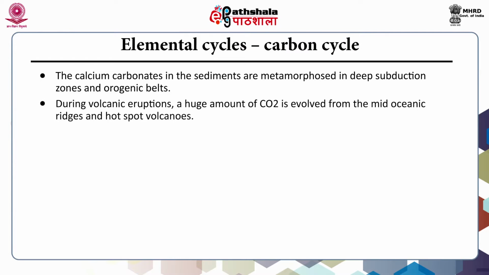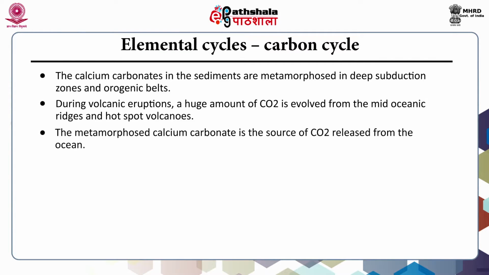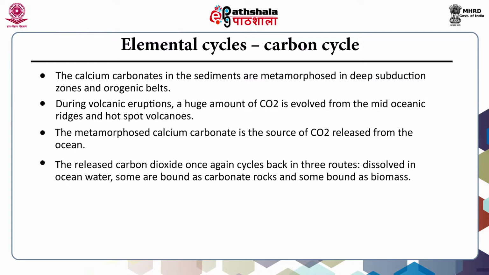Now, during volcanic eruptions, a huge amount of carbon dioxide is evolved from the mid-oceanic ridges and hot spot volcanoes. The metamorphosed calcium carbonate is a source of carbon dioxide that is released from the ocean. The released carbon dioxide will once again cycle back in 3 different routes: one dissolved in ocean water, some bound as carbonate rocks, and some bound as biomass.